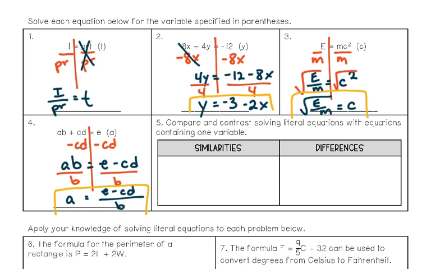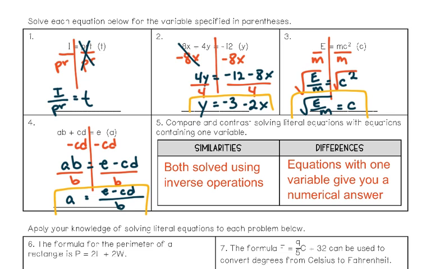So for number 5, go ahead and take a minute and compare and contrast solving literal equations with equations containing one variable. You may have said something different than me, but I want to share that I noticed that both equations are solved using inverse operations. So even when it's just letters and variables, we don't have the numbers, we're basically doing PEMDAS backwards.